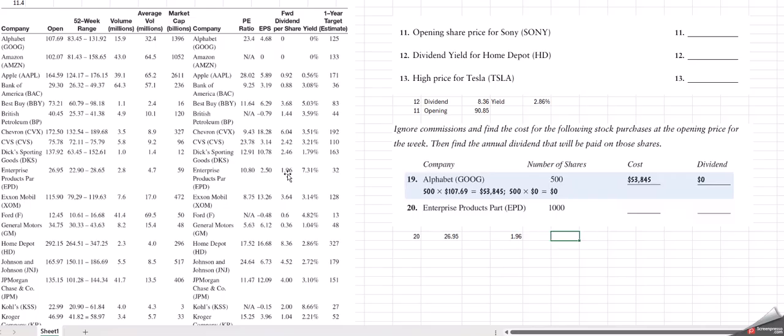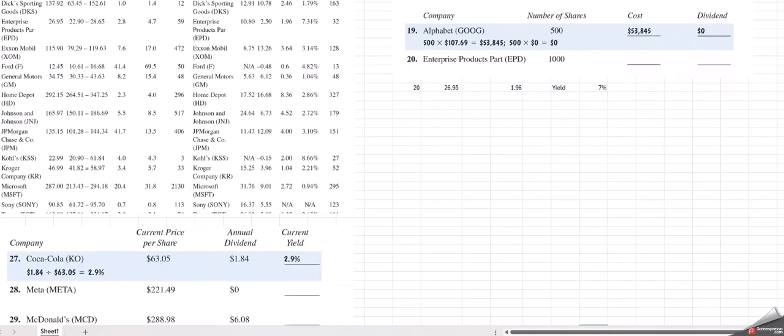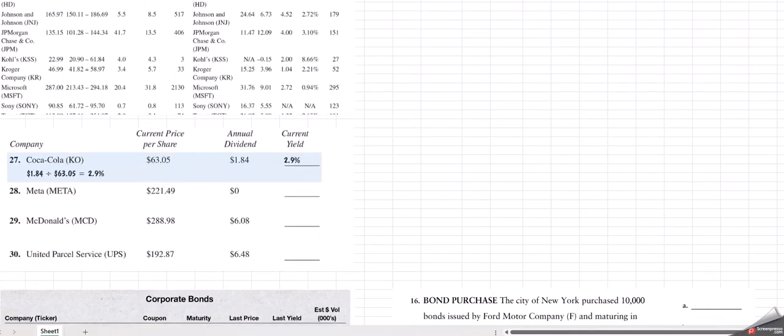And then if it asked for the yield, which it doesn't, but if it did, you would just divide those. The dividend divided by the price gives you the yield, and that would be a percentage. So that just tests your knowledge of reading those tables and answering the questions.